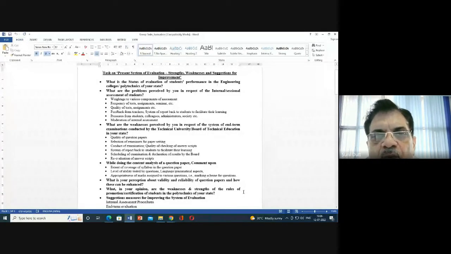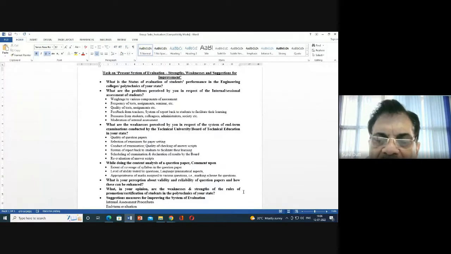The first query is: what is the status of evaluation of student performance in the engineering colleges or polytechnics of your state? What are the problems perceived by you in respect of internal or sessional assessment of students, in respect of weightage given to various components of assessment, or frequency of test assignments, seminar, etc., any other thing, quality of test assignment, feedback from teachers, system of report back to students to facilitate their learning, pressures from students, colleagues, administrators, society, etc., moderation of internal assessment, because some teachers give say 49 out of 50 to all the students. Okay, so do we need to do moderation based upon the level of the students? So you have to comment upon.